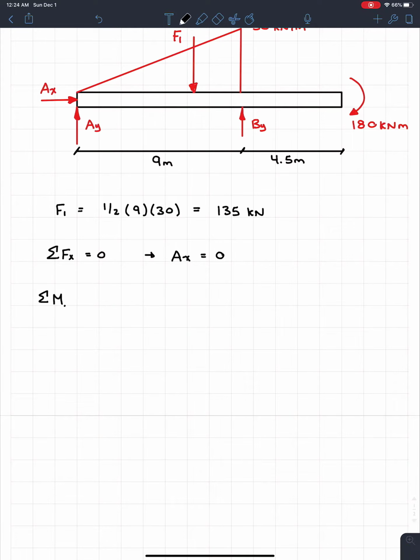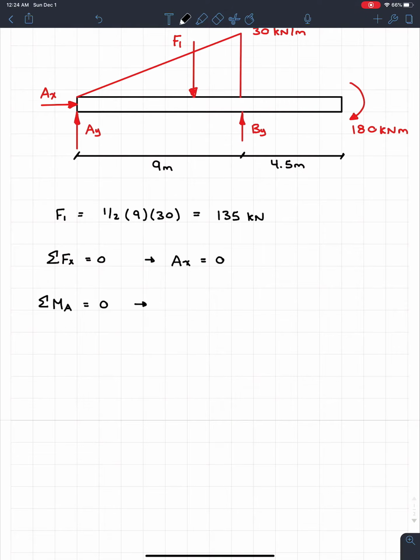I'm just going to take it at A because my preference is always to take the sum of the moments about the pin. When I expand this equation out over here, we see that F1 is going to create a moment about A, so we're going to have 135. And we know that this one acts at a distance of 6 meters, so 2/3 times the 9 meters. It's going to create a clockwise moment, so this is going to be negative. And finally, we have BY, so plus BY, which acts at a distance of 9 meters, and it has a counterclockwise moment, so that's why I put the plus.